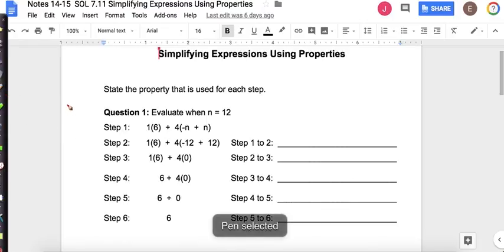So let's look at example number 1. It says state the property that is used for each step. So we want to know how we got from step 1 to step 2. So if we look here, this was replaced with these two numbers. So remember when we evaluated expressions, we said that if A equals B, then A can be substituted in for B. So all we're doing is taking out the letters and substituting a number. So this is called substitution.